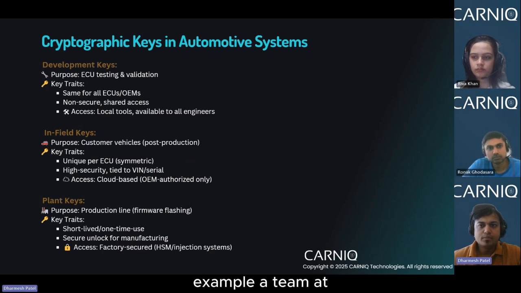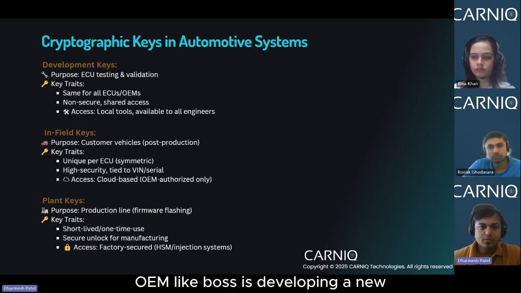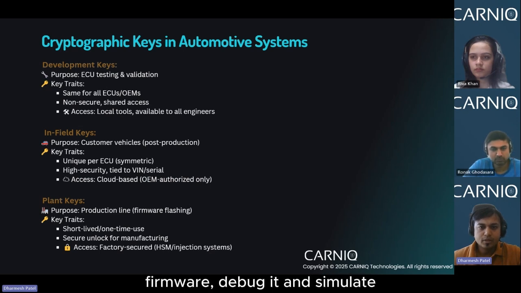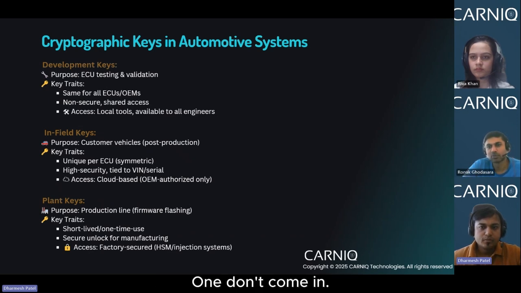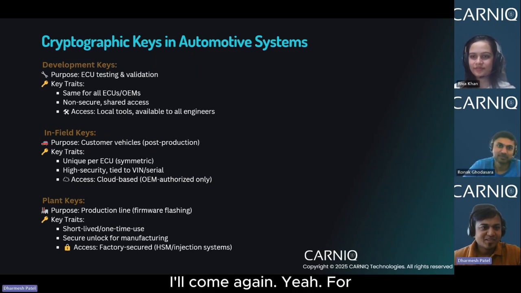So basically, for example, a team at the OEM like Boss is developing a new ABS issue anti-lock braking system. Then this team would be requiring cryptographic development key to flash, test the firmware, debug it, and simulate the different braking scenarios. One. Don't take company names. Okay. Can Yeah. the tier one OEM can use. Okay. Yeah, I'll come again then.